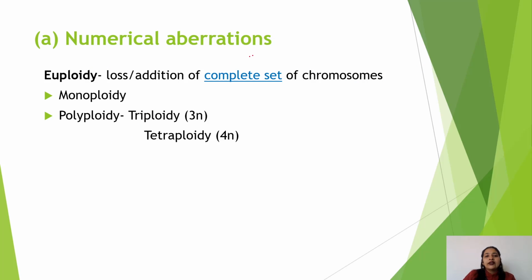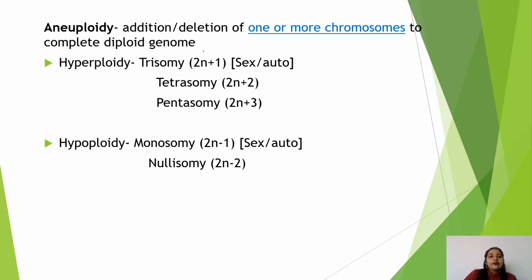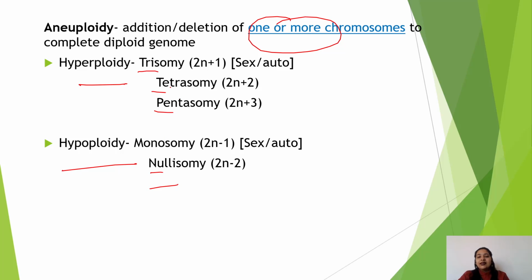Euploidy means loss or addition of complete sets of chromosomes: monoploidy, polyploidy. Aneuploidy means addition or deletion of one or more chromosomes: hyperploidy, hypoploidy, trisomy, tetrasomy, pentasomy, monosomy, nullisomy. Now, as you can see in the syllabus, they have mentioned numerical and structural aberrations plus autosomal and sex chromosomal. So autosomal and sex chromosomal is nothing.